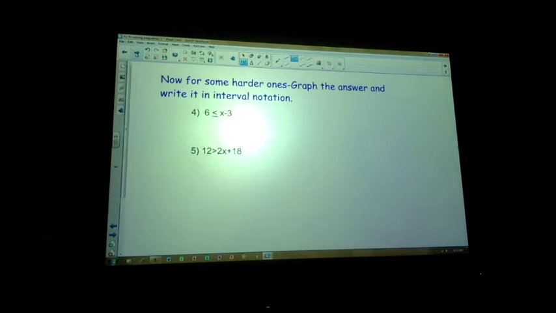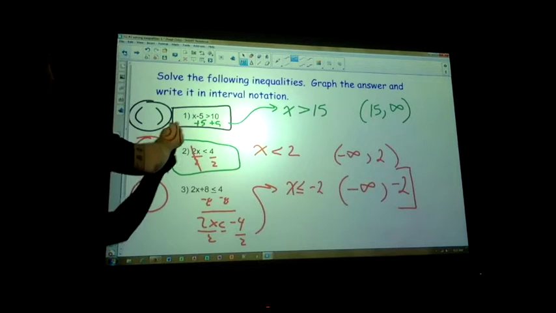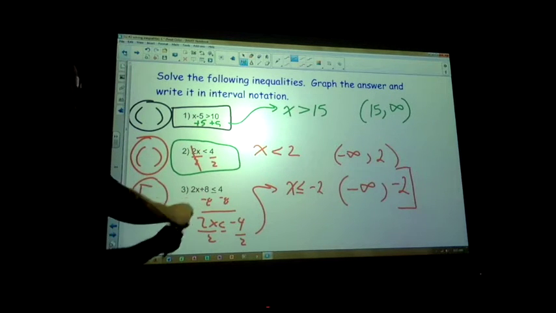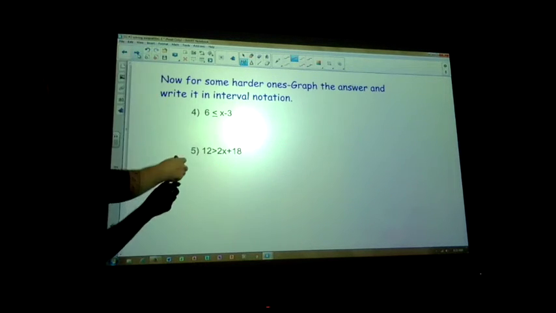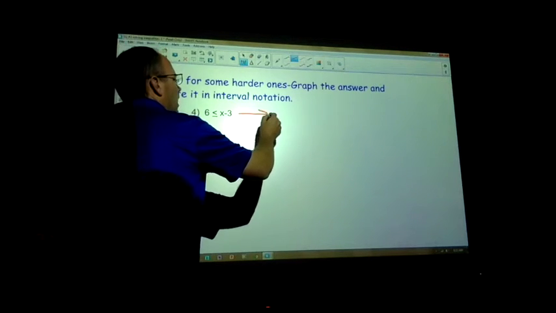All right, now for the smarter ones, graph the answer and write it in interval notation. First thing I want to do when we're dealing with this, it's always easier if the letter is on the other side. Is that okay for me to say that? Take a look at what we had before over here. We had the letter on the left side. So let's make the letter on the left side first. So let's do this.